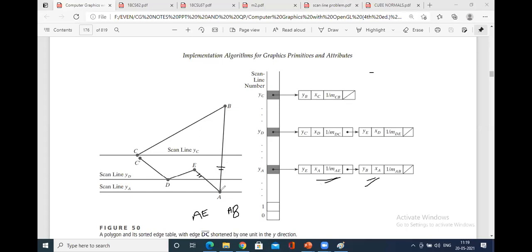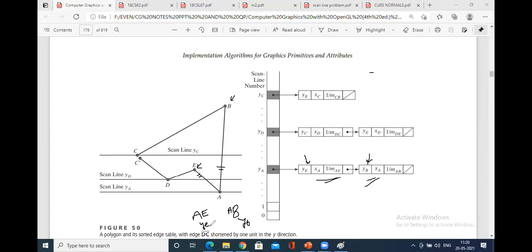So at AE, what is the value of Y? It is YE. At AB, at the intercept AB, what is the value of Y? It is YB. At this point I'm talking about, it is AB and YB. So this has to be updated in the global edge table, like a linked list that you write, YB.